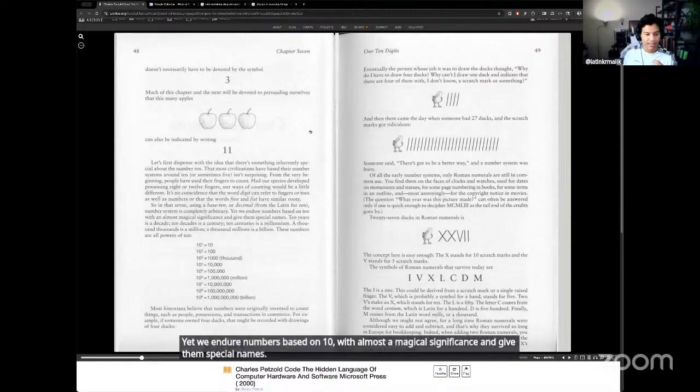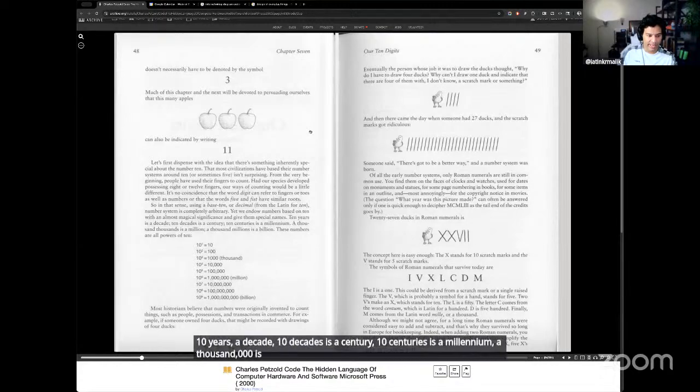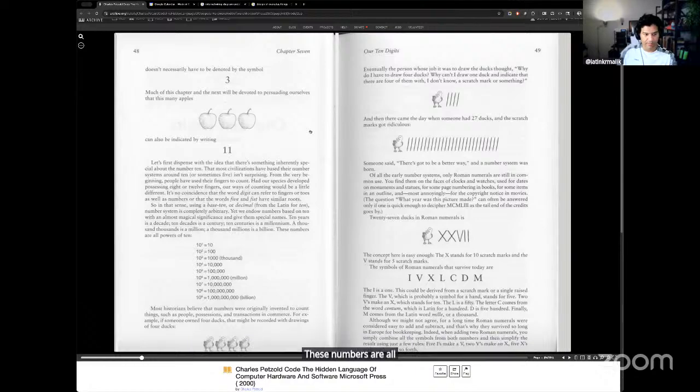10 years is a decade, 10 decades is a century, 10 centuries is a millennium, a thousand thousand is a million, 1,000 million is a billion. These numbers are all powers of 10. And we also say 10 raised to the power 9, for example.